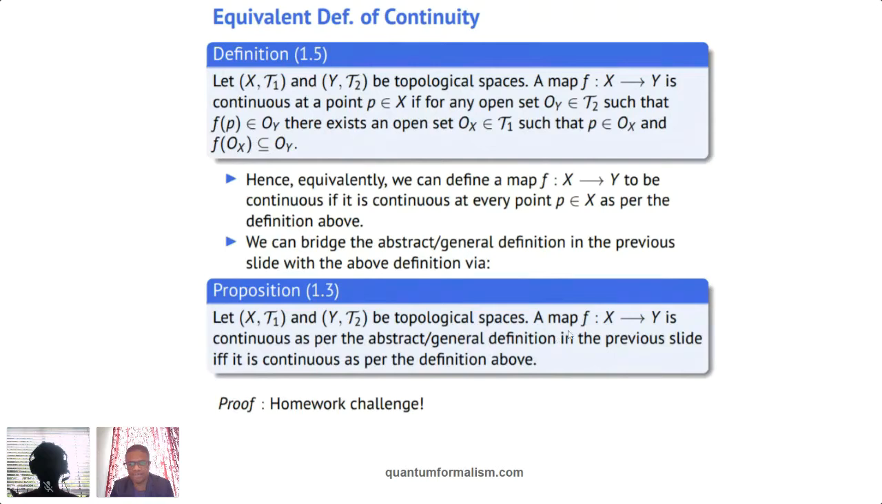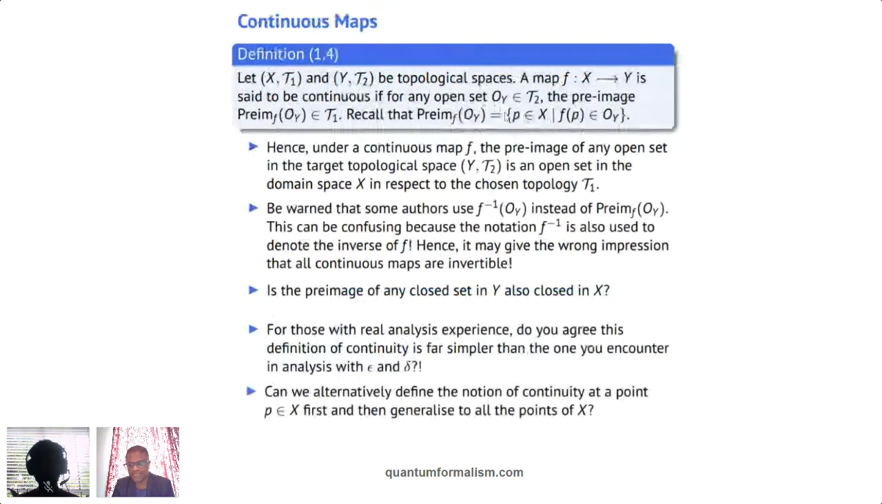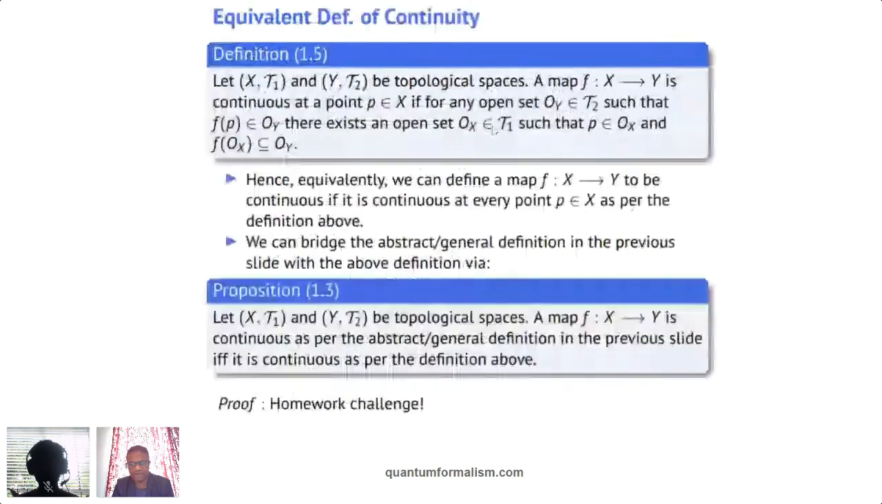I think this is also easy. It might be tedious, but it's easy. So F is continuous as per the abstract definition, let me go back, if and only if it is also continuous in this sense. Okay, I hope it's not that confusing. Sorry. In essence, you have two equivalent definitions of continuity. You use the one that's less confusing to you, that's much easier for you to grasp. So you have options.